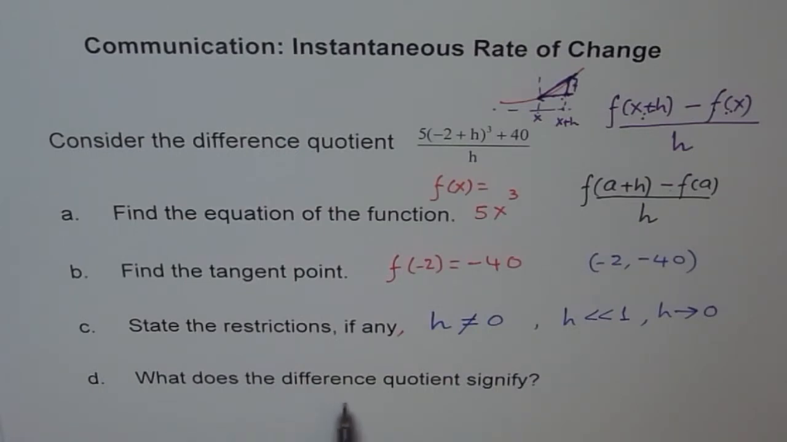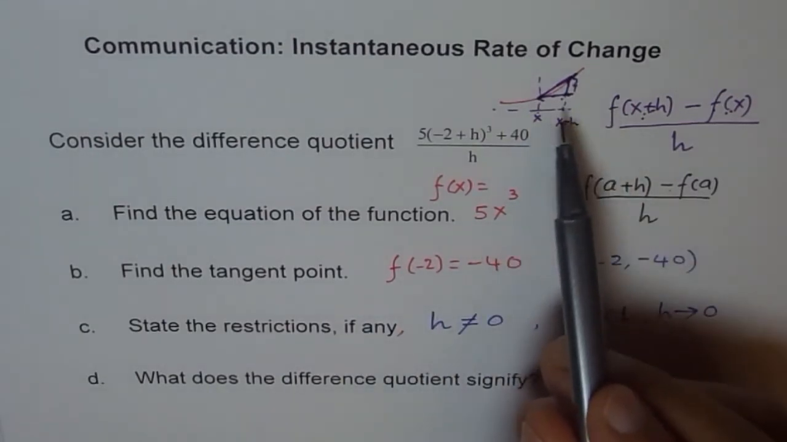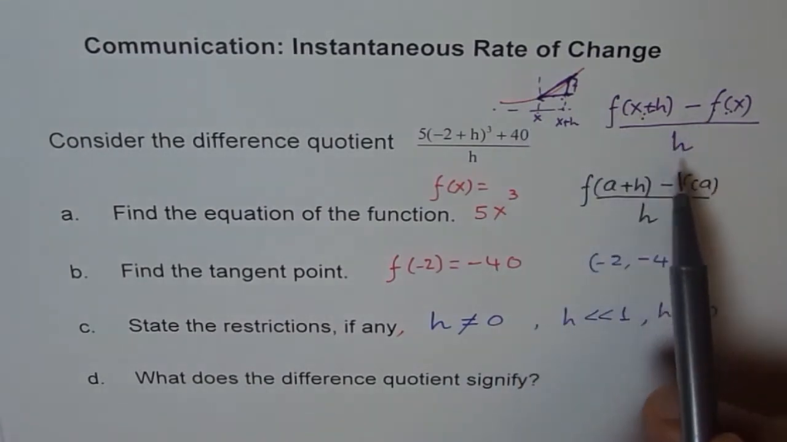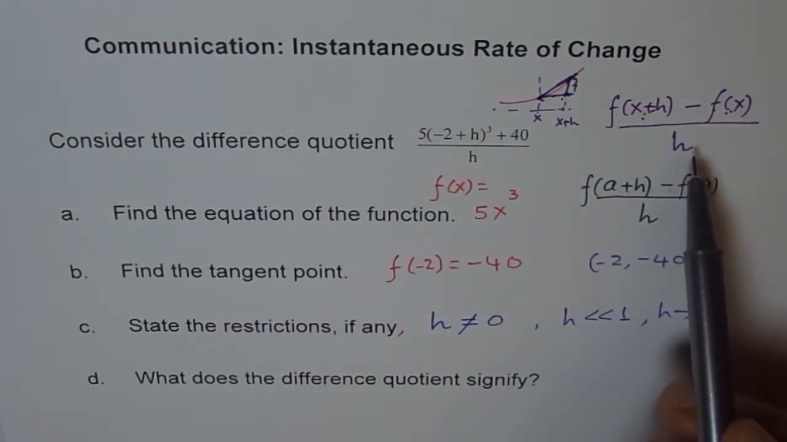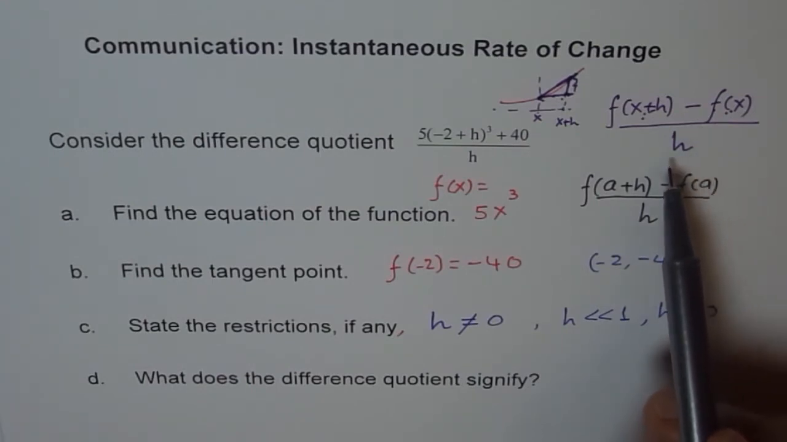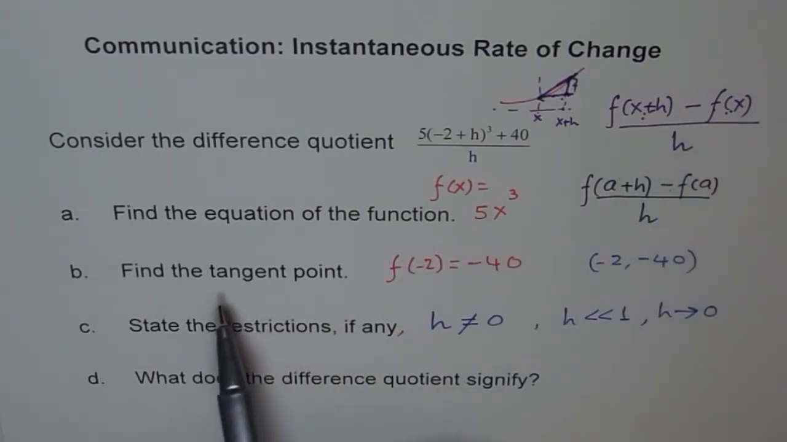So, and what does the difference quotient signify? It signifies instantaneous rate of change. So this secant, at this point when you draw this, the secant gets converted to a tangent, and the difference quotient actually gives us the slope of the tangent. Do you see? And that slope of the tangent provides us with the instantaneous rate of change at this point, at minus 2 in this case. Okay, so you have to say that it signifies the instantaneous rate of change at a given point, or the slope of the tangent at a given point. Okay, I hope you understand and you are in a good position to answer this question. Thank you.